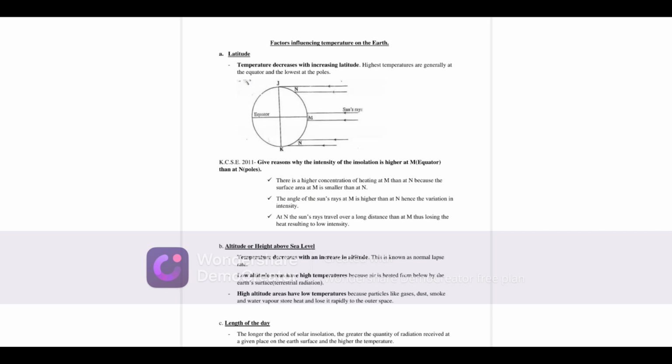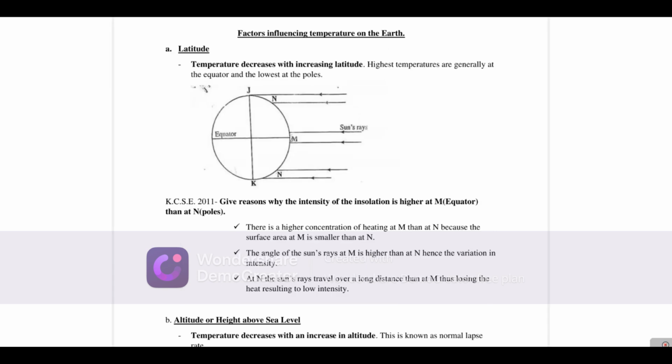Let's now look at some of the factors influencing temperature on the earth surface. Okay, so number one is latitude. We are going to look at how this factor influences temperature on the earth surface. Of course, when you talk about latitude, you understand that we have different latitudes, the major latitudes.